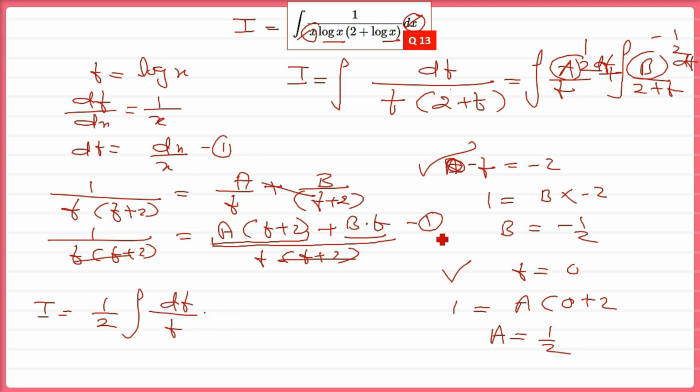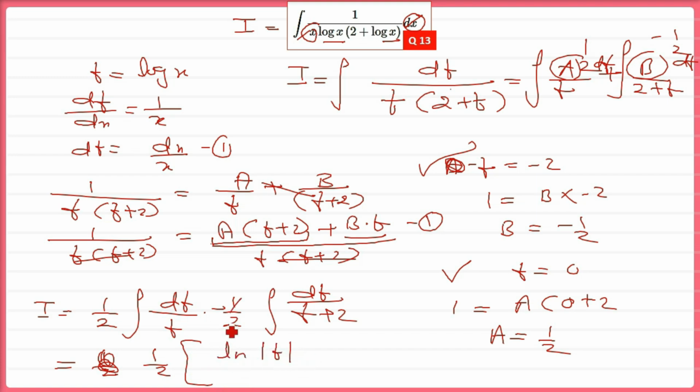So integration of dt by t in one case, followed by integration of dt by 2 plus t, or t plus 2, in another case. When you take this half outside, dt by t will be simply ln modulus of t, and dt by t plus 2 will be ln modulus of t plus 2.